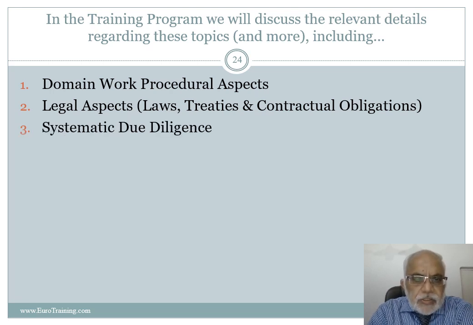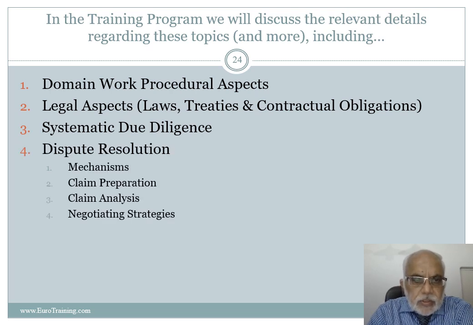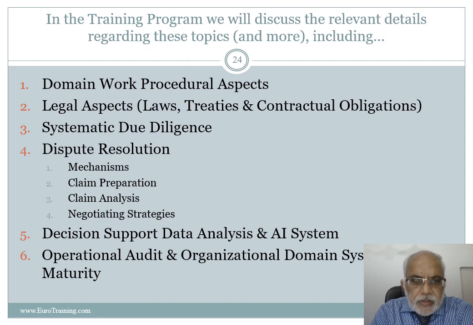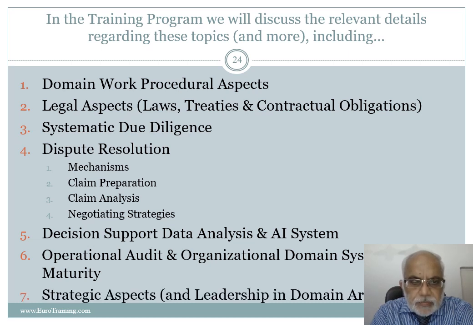We'll cover the systematic due diligence that needs to be performed for these processes. We'll discuss the dispute resolution mechanisms, claim preparations, claim analysis, negotiating strategies for disputes. And we'll discuss decision support, data analysis and AI systems, and the intellectual property aspects related to them. We'll also consider operational audit and organizational domain system maturity about intellectual property. And then we'll also consider strategic or leadership aspects: if you want to have leadership recognition in this area of intellectual property, what all we need to do for the organization.